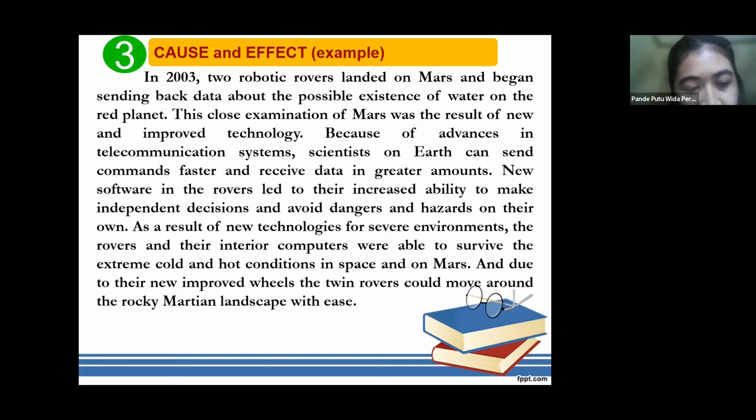Because of advances. Because of, ya. So it's clear, ya, because of itu adalah cause-nya. And efeknya ada nggak dalam satu kalimat, Wida? Scientists on Earth can send command faster and receive data in greater amounts. Great, ya. Oke, walaupun saya lihat wajahnya agak bingung, but you did great, ya, Wida.